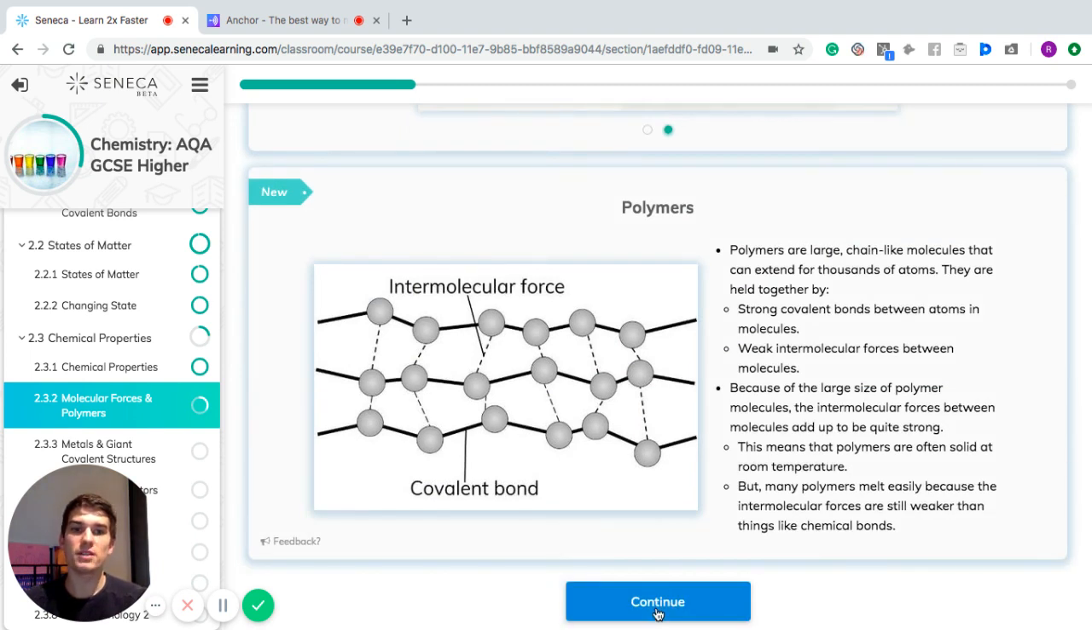Now let's have a think about polymers. Polymers are large chain-like molecules that can extend for thousands of atoms, and they are held together by strong covalent bonds between atoms in the molecule, and also weak intermolecular forces between molecules. Because of their large size, they have really strong intermolecular forces between molecules, and they add up to be quite strong. That means polymers are often solid at room temperature, but they do melt easily because the intermolecular forces are still weaker than the chemical bonds.